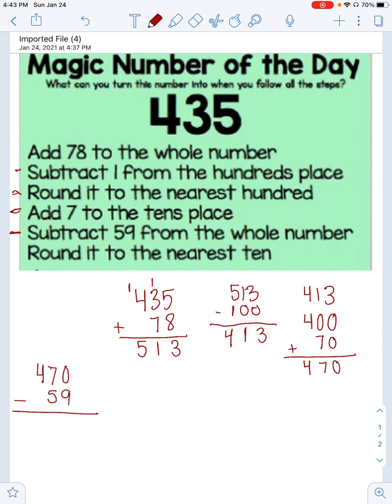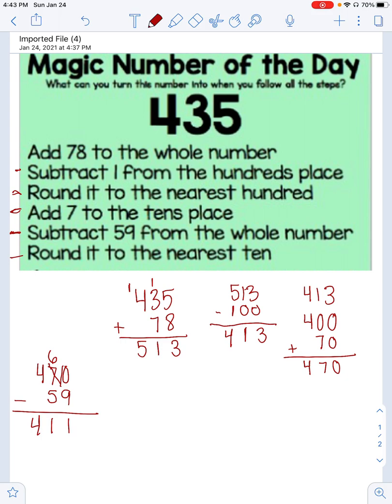That was a 7 right there. I'm taking 1 away from it, and 1 away from 7 makes it a 6. And I'm putting that 1 right in front of my ones place. So now I have 10 there. Now I can subtract. 10 minus 9 is 1. 6 minus 5 is also 1. And 4 minus nothing is still 4.